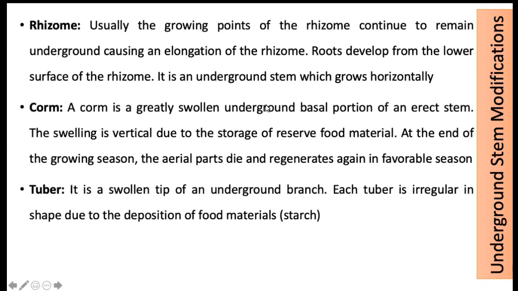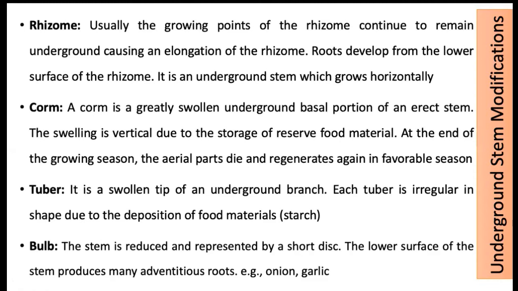Now let's have tuber. Tuber is the swollen tip of an underground branch. When the stem goes underground and the tip of the stem becomes swollen by storing some food, this is called tuber. Tuber does not have any definite shape, but usually they become roundish in shape. But most of the time they are irregular, and they always store some food in the form of starch.